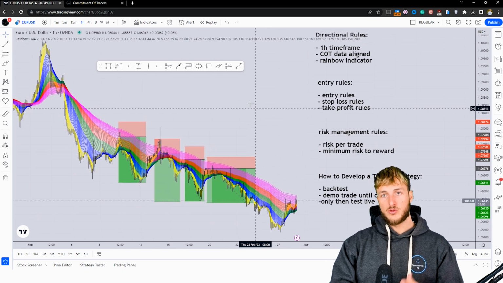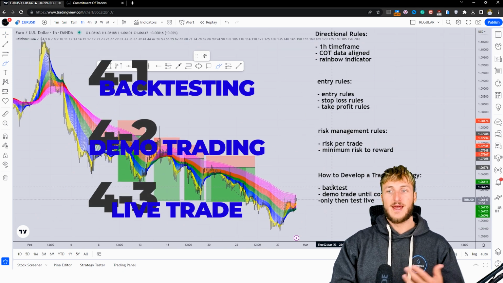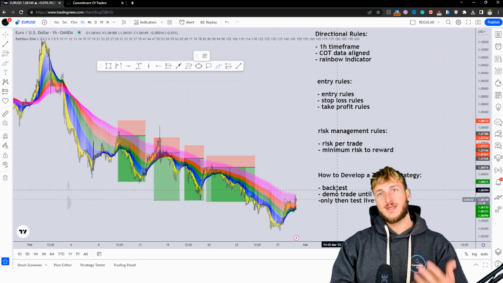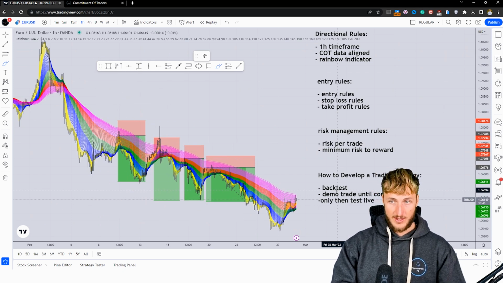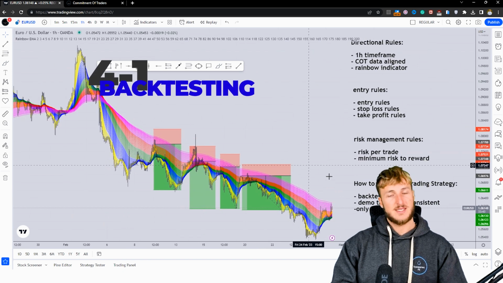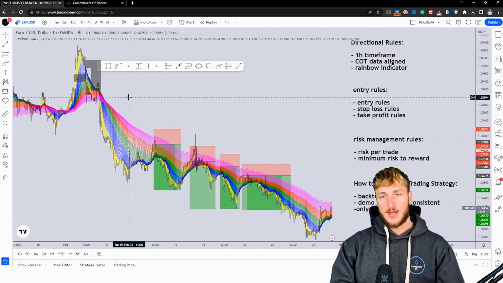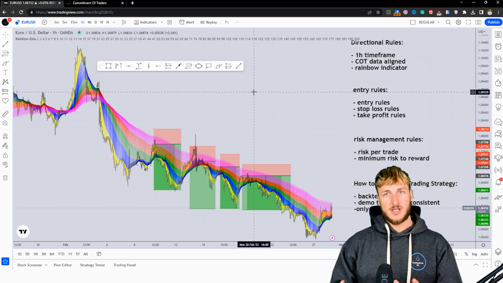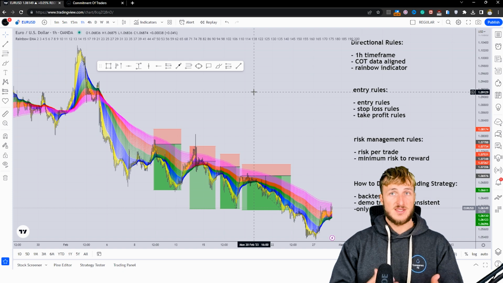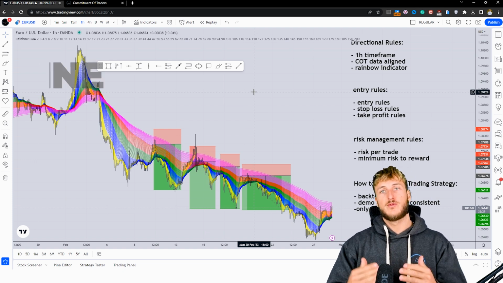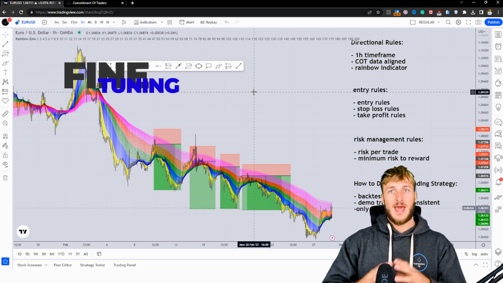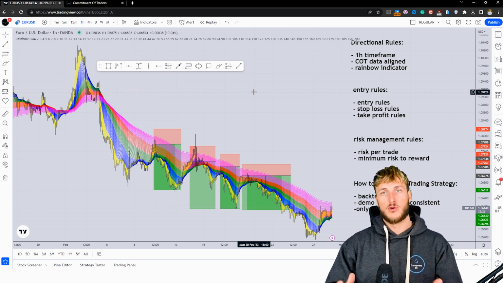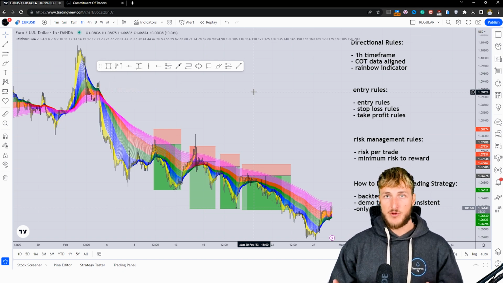Now, how do you do that? You do that with proper backtesting, with then demo trading until you're consistent, and only then you can start thinking about going live. Now, how do you backtest? You backtest by looking at a chart and applying your rules over and over again over a massive amount of trades, 100 or more. At that point, you can start having an understanding of how the market moves while applying that specific strategy. This gives you the possibility to fine-tune and tweak the rules and adjust them to try to maximize the performance of the strategy, whatever it may be.